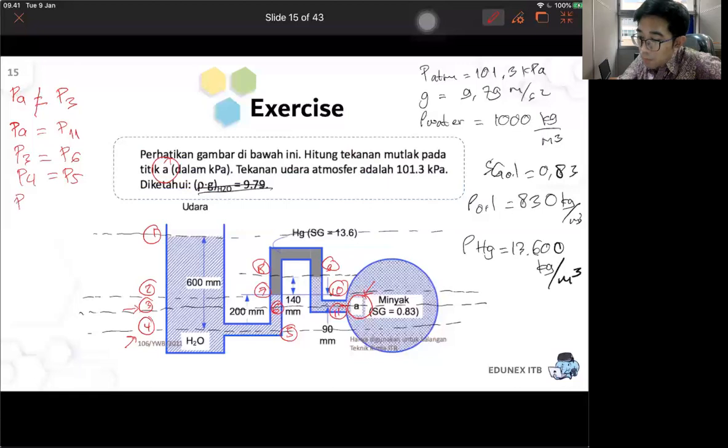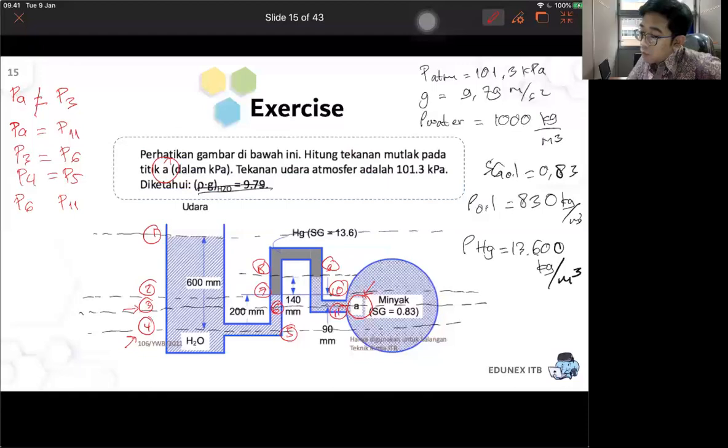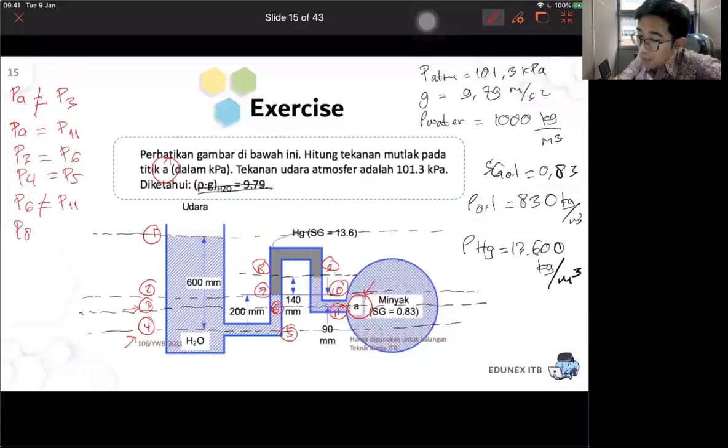Is it the same? That's different, sir, because it needs to pass through a different fluid. Yes, correct. It needs to pass the water, mercury, and then oil. So it's not the same. 8 and 9 is the same, sir. Okay, the 8 and the 9.